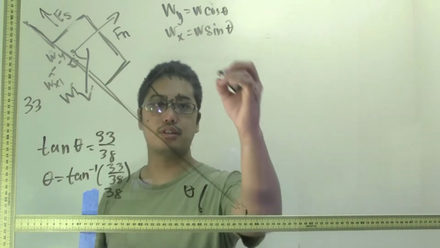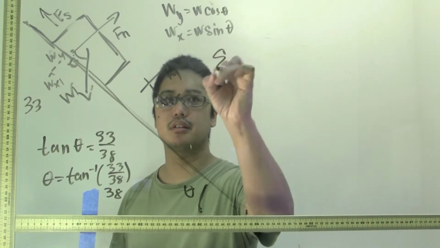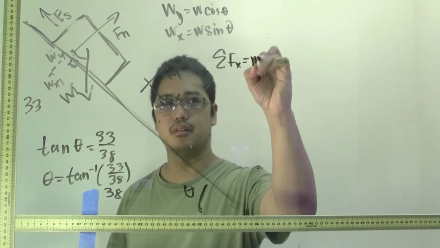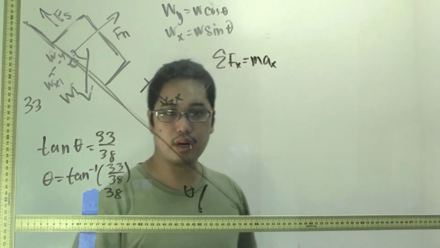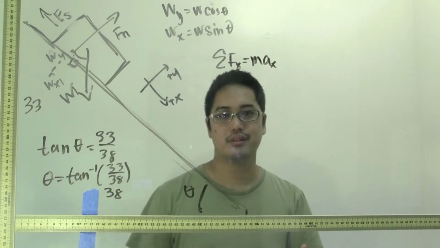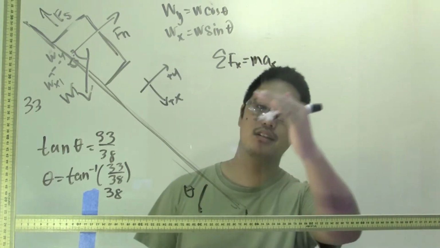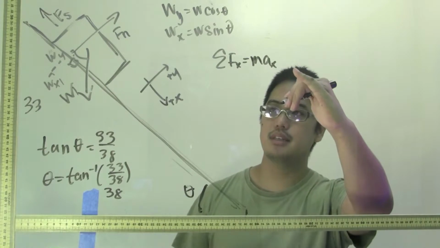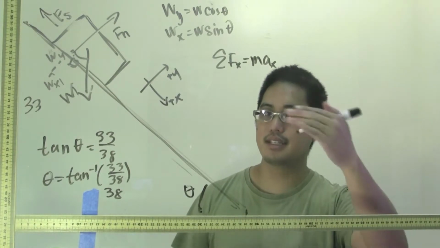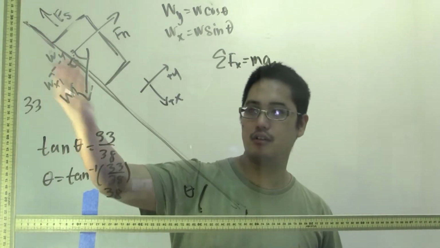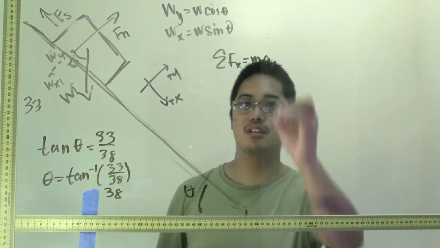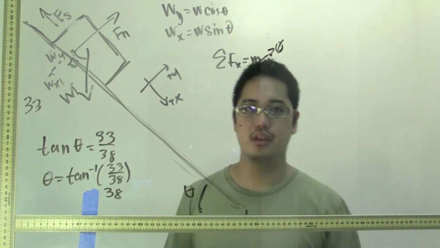If I add up all the forces in the x direction, what is the acceleration of this thing in the x direction? Well, in the x direction, this thing has no acceleration because it's not sliding yet. That's why we're using static friction over here, because it's not sliding, so this is equal to 0.